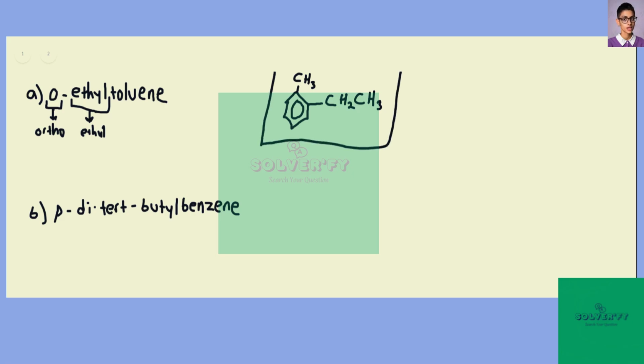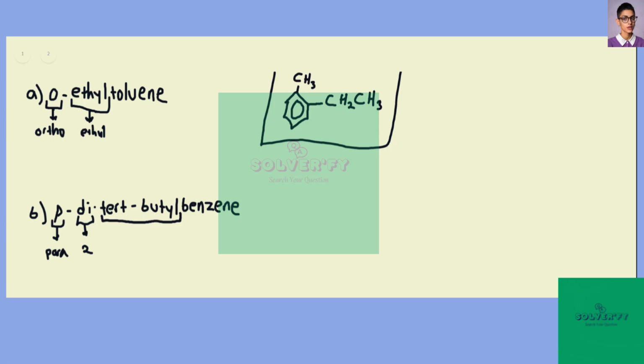For B, there looks like multiple parts, but we'll again break this down. This P right here means para. And so a para means that substituents are going to be on opposite ends of the benzene ring. Di means two. So there are going to be two tert-butyl groups on opposite sides of a benzene ring.